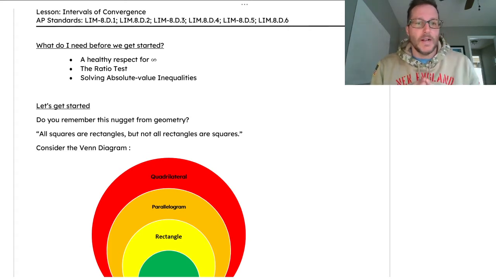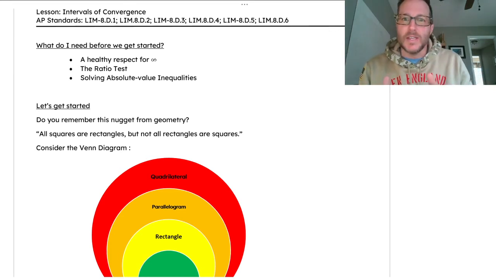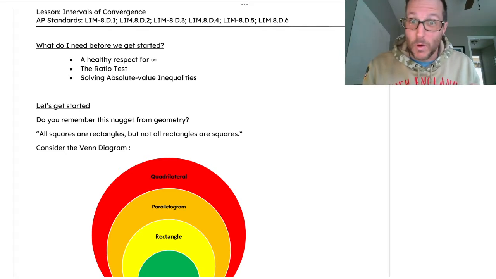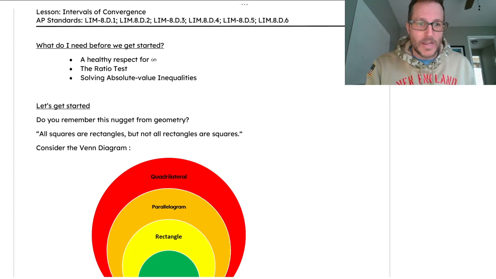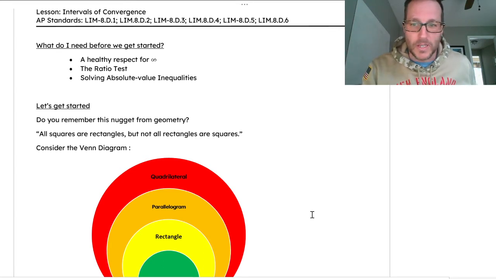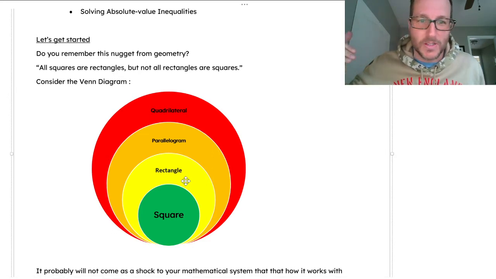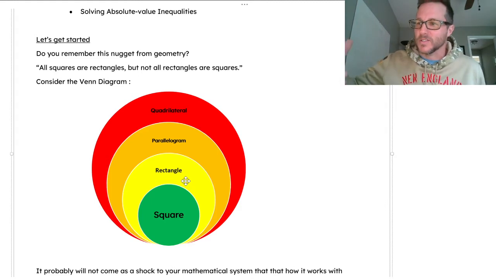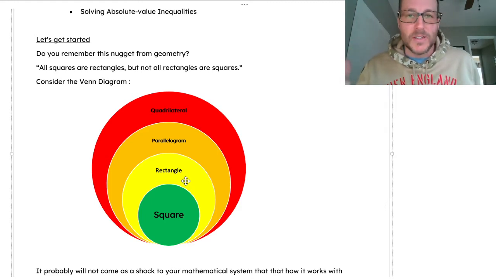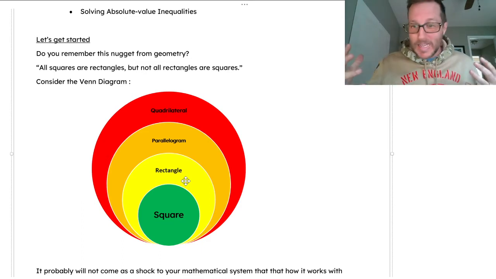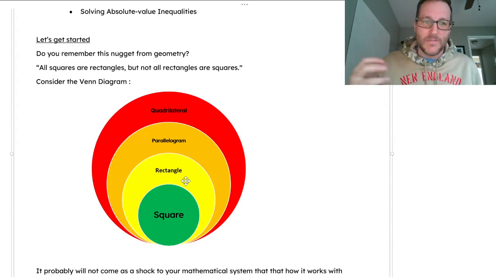All right, so the old geometry nugget, right? All squares are rectangles, but not all rectangles are squares. That old nugget, right? So the Venn diagram here, we would have squares as rectangles, and rectangles are part of a bigger group of shapes called parallelograms. But parallelograms are just part of a bigger group of shapes called quadrilaterals, and quadrilaterals are even part of a bigger group of polygons, and so we get this nested Venn diagram.